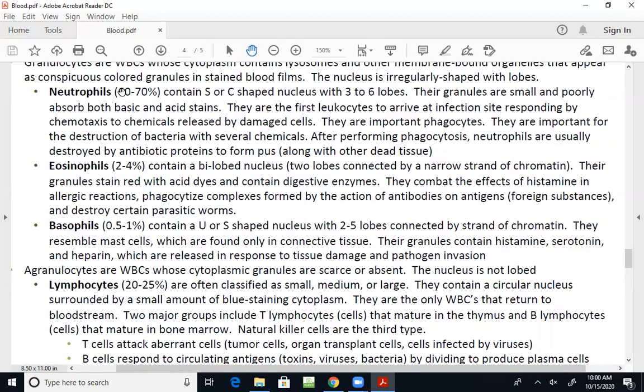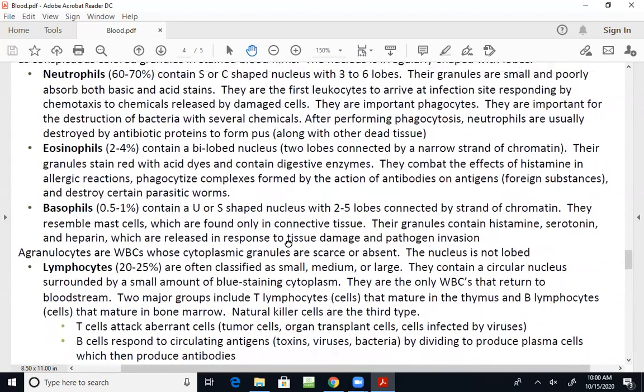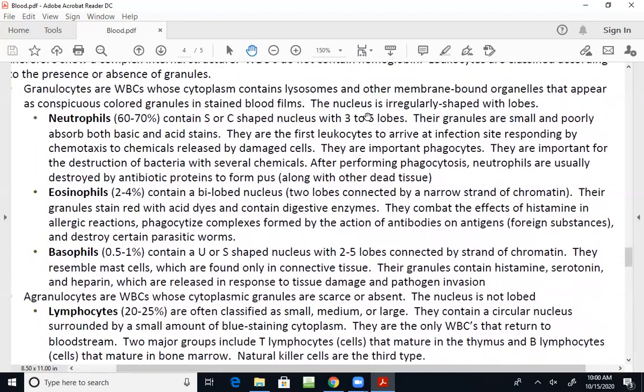The most prominent of all of our white blood cells are our neutrophils, which have an S or a C shape. You can see the S shape to it, or maybe a little bit of a C shape. They contain a nucleus with 3 to 6 lobes. Granules are small and poorly absorb both basic and acid stains. Not that that's important. What I would definitely highlight is they are the first leukocytes to arrive at an infection site, responding by chemotaxis to chemicals released by damaged cells.